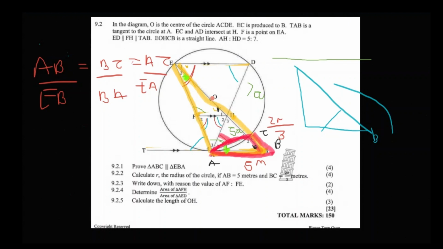They want us to label the radius as R. What are our radii, guys? OE is a radius, so we're going to label that as R. And OC is also a radius, so we're going to label that part as R as well. Okay? So now, guys, where do we begin? A lot of students just don't know where to begin. We need to calculate R, but we don't know where to begin.